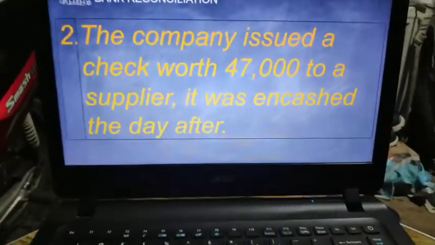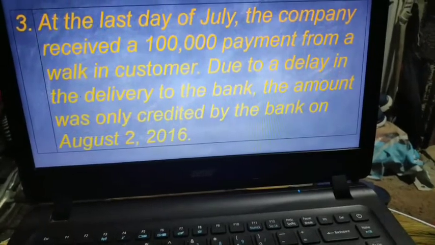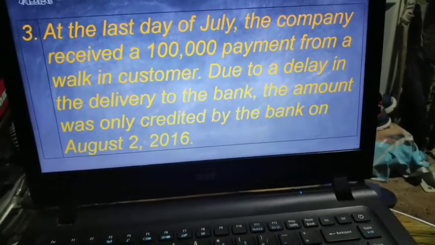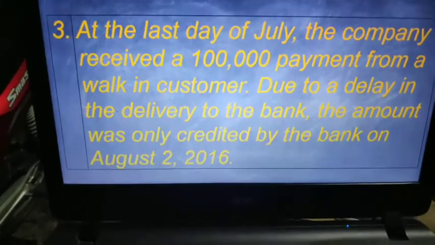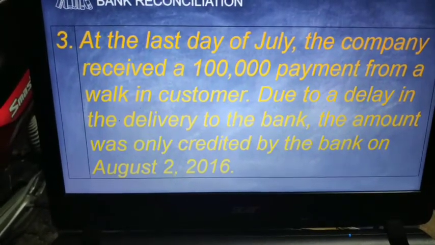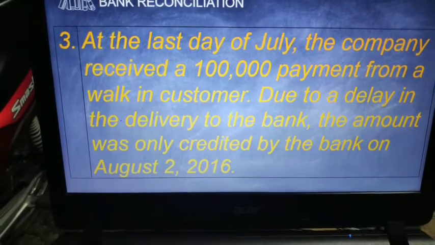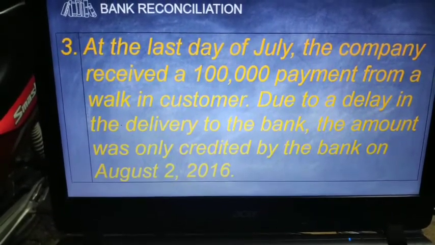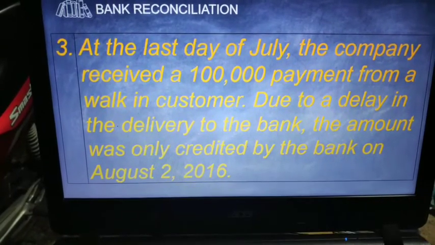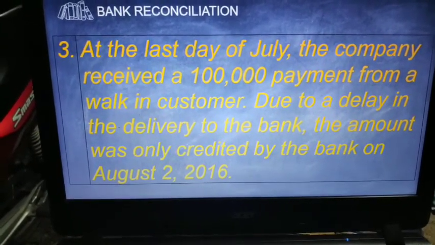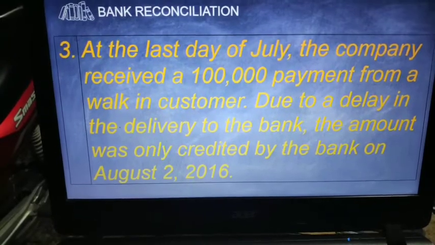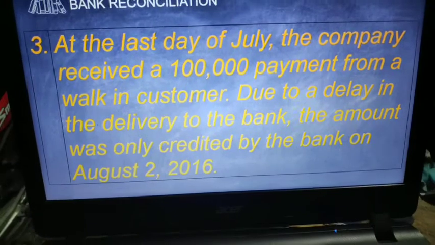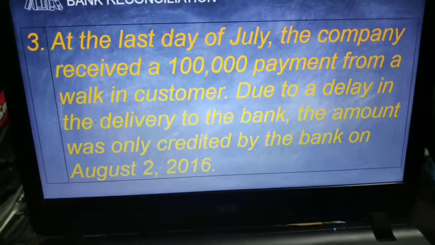Next, on the number 3 problem, at the last day of July, so this bank reconciliation is for the month of July. At the last day of July, the company received a 100,000 payment from a walk-in customer. Due to a delay in the delivery to the bank, the amount was only credited by the bank on August 2, 2016. Okay. For this problem, it is a bank reconciliation for July.